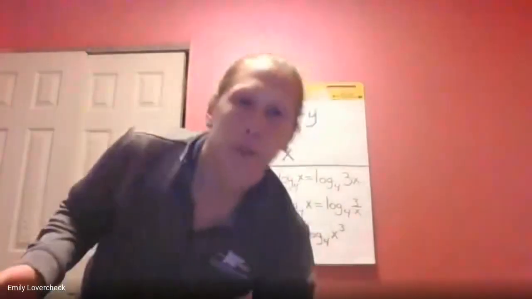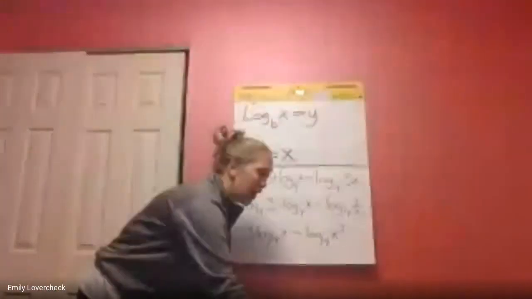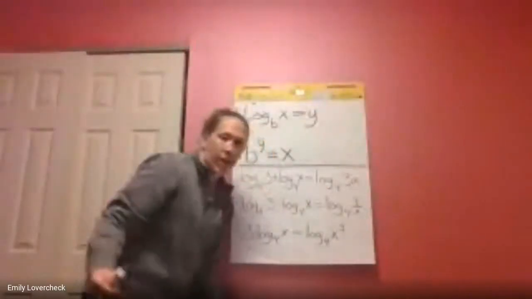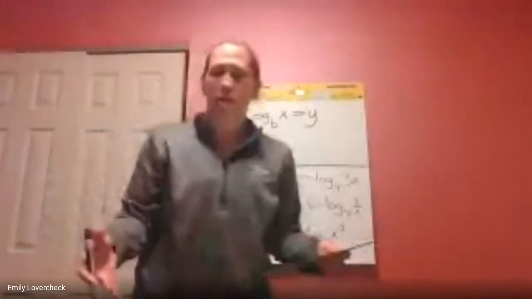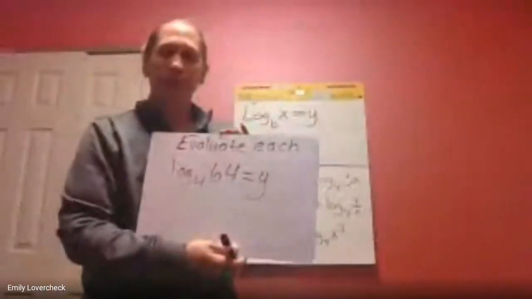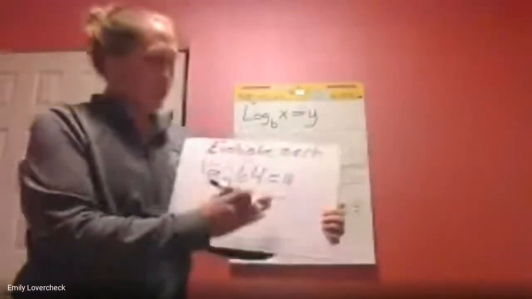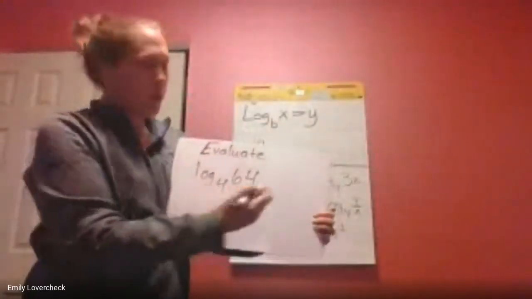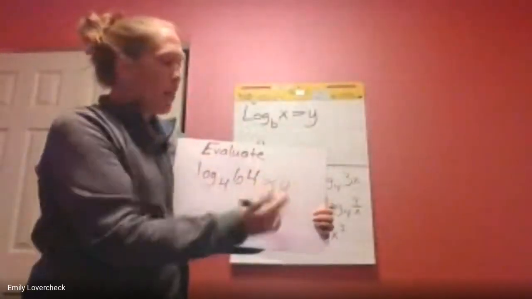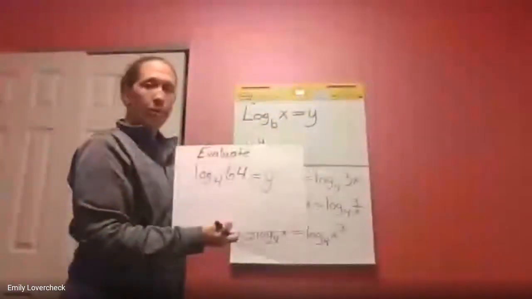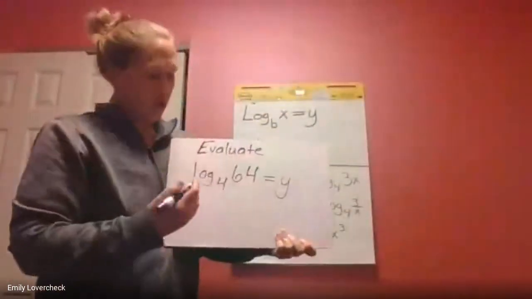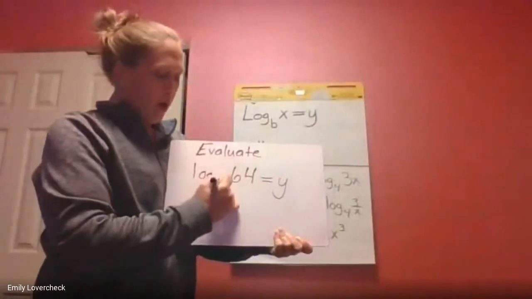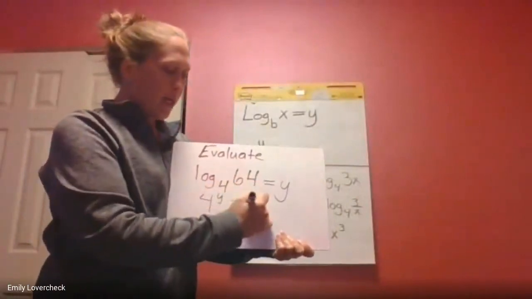Okay. Then the next thing we talked about in class was how do we evaluate. On the second part of that worksheet that's due on Friday, you're going to see stuff like this. It'll say evaluate each of them. So it'll say evaluate log base 4 of 64. What you do is you set that equal to y to get that into log form, and then change it to exponential form. So we get 4 to the y equals 64.